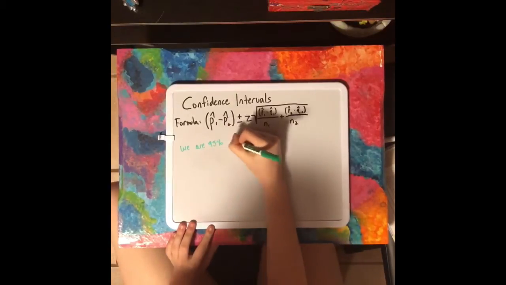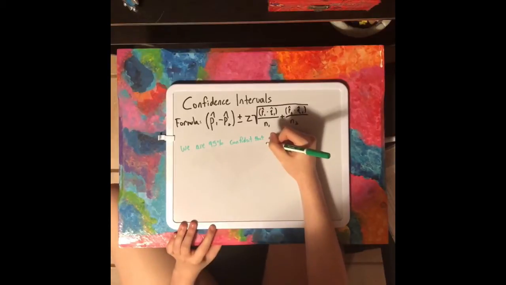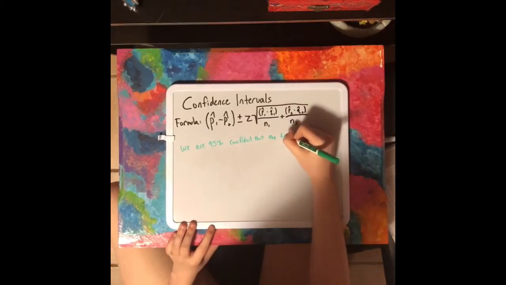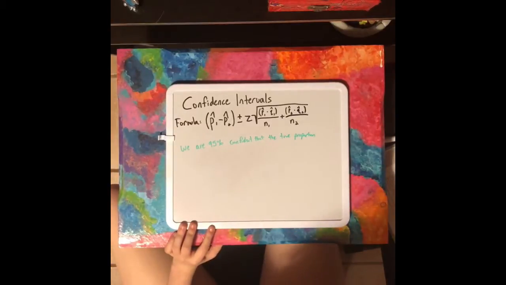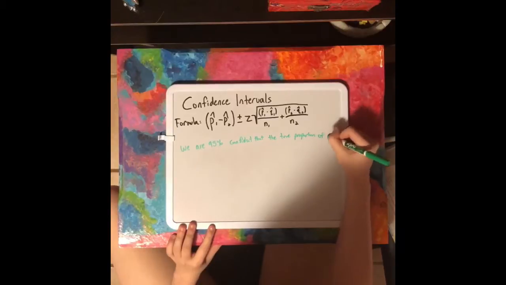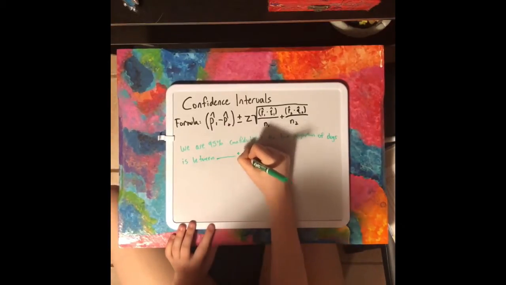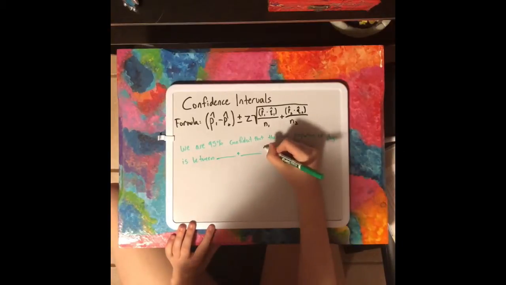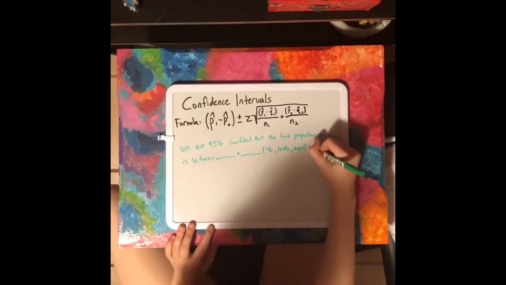To interpret a confidence interval, we'll use a statement along the lines of, we are 95% confident that the true proportion of dogs is blank to blank higher or lower than the true proportion of cats. We are 90% confident that the true proportion is this. We're saying that we are 90% confident that the difference between the two proportions is these values.